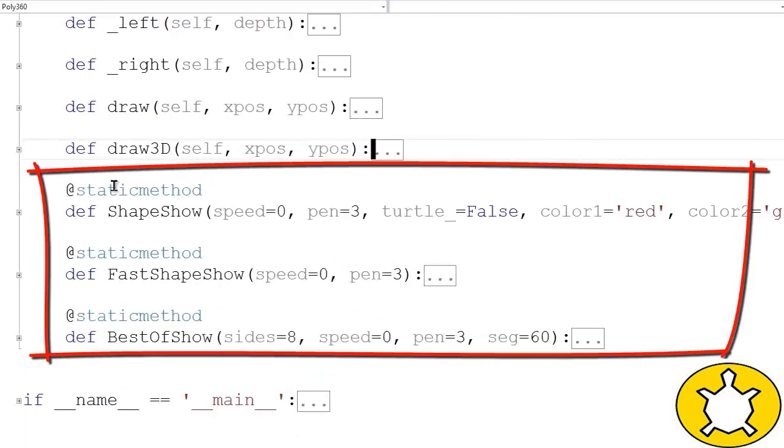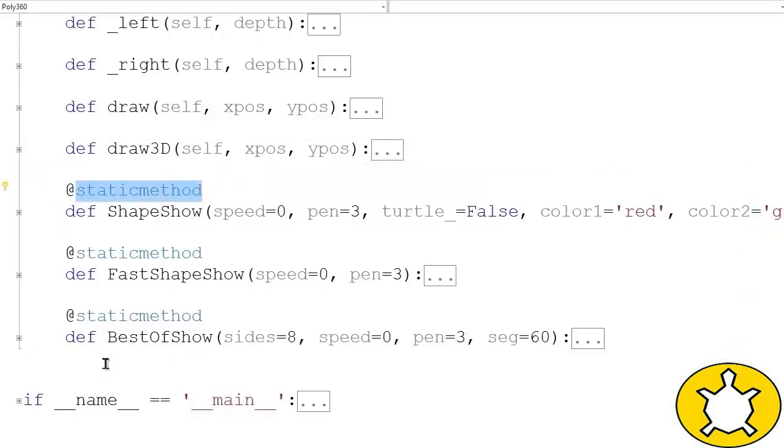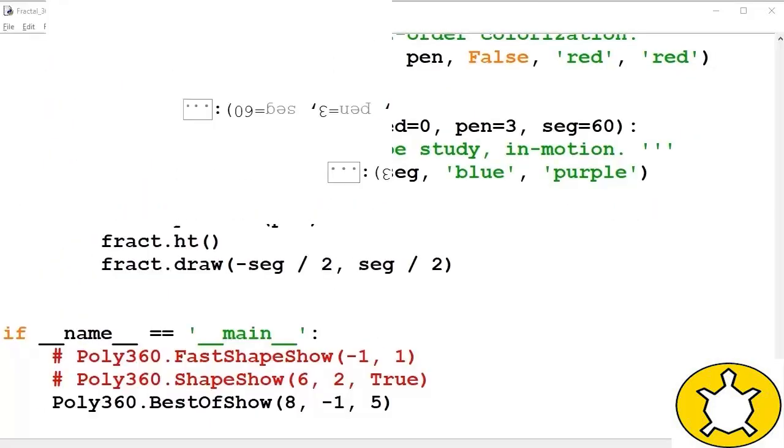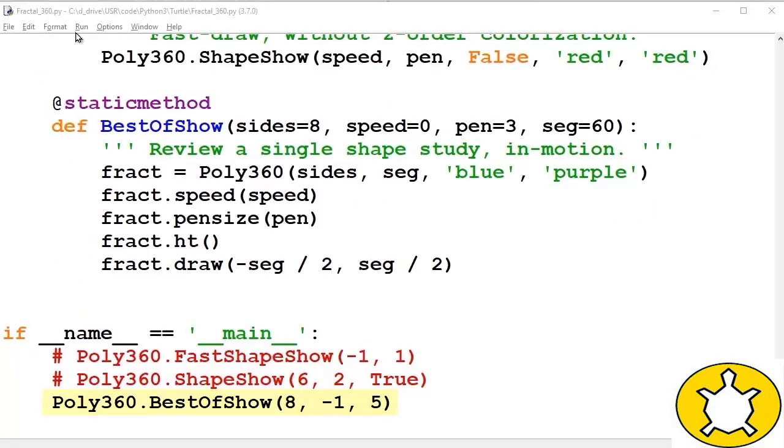By way of our test cases or demonstrations, we have several ways of exploring the Poly 360 class, either by showing one shape and picking the number of sides, the speed of the draw, the size of the pen, as well as the length of our segments to make things larger or smaller. Or we could have the fast shape show, which would draw things in the same color, or a really pretty shape show, which would give us what I'm calling a Z dimension, or putting one color over top, up the Z-axis of another.